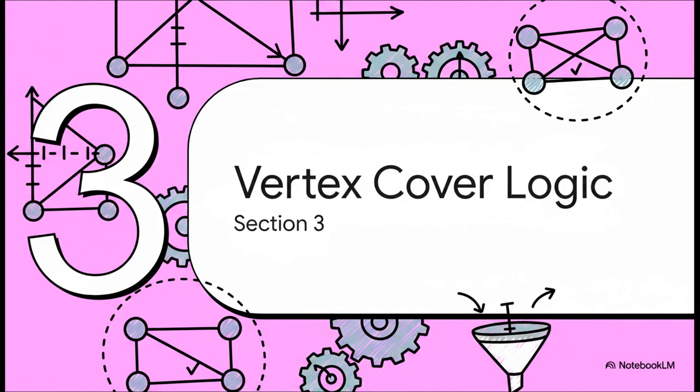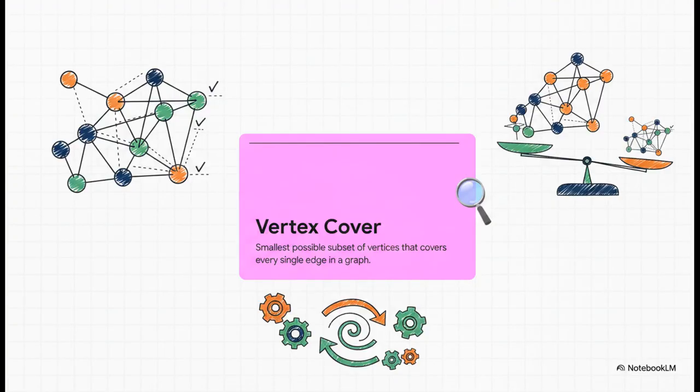Okay, let's get our hands dirty in section 3. It is tutorial time, focusing on the famous vertex cover logic. Picture a vast network map in front of you, maybe a massive grid of computer servers. The vertex cover problem asks us to find the smallest possible subset of vertices, or server nodes, that touches every single edge connecting them. Basically, we want to minimize the number of nodes we select while making absolutely sure that every single connection line in the whole graph is securely anchored to at least one of those selected nodes.